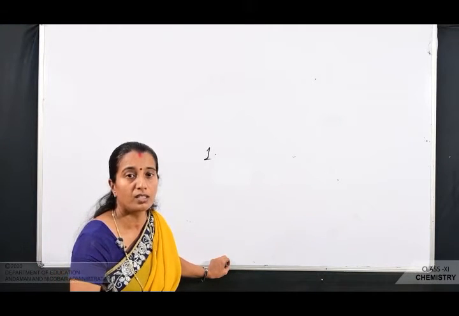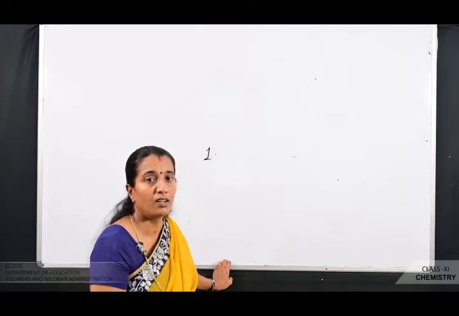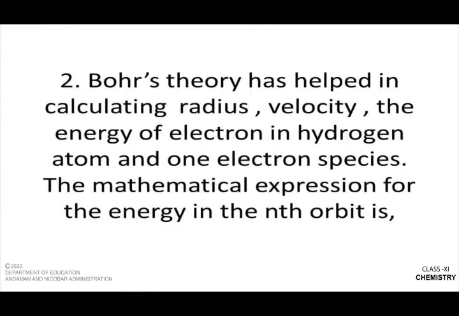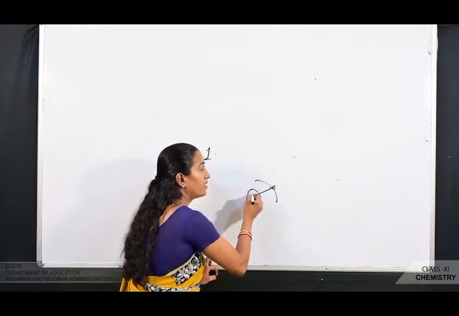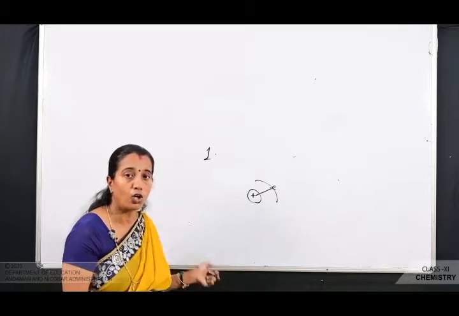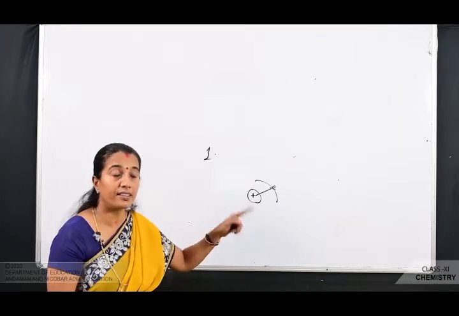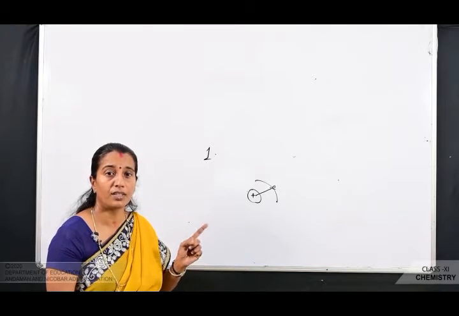Now, come to the second achievement, the second advantage. Bohr's theory has helped in calculating different parameters: the radius of the electron's orbit, the distance between the electron and the nucleus, the velocity of the orbiting electron, and the energy of the electron in hydrogen atoms.